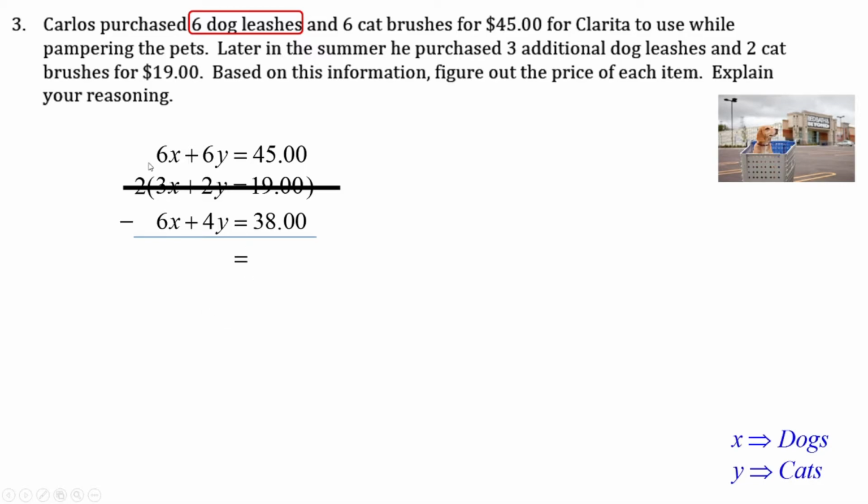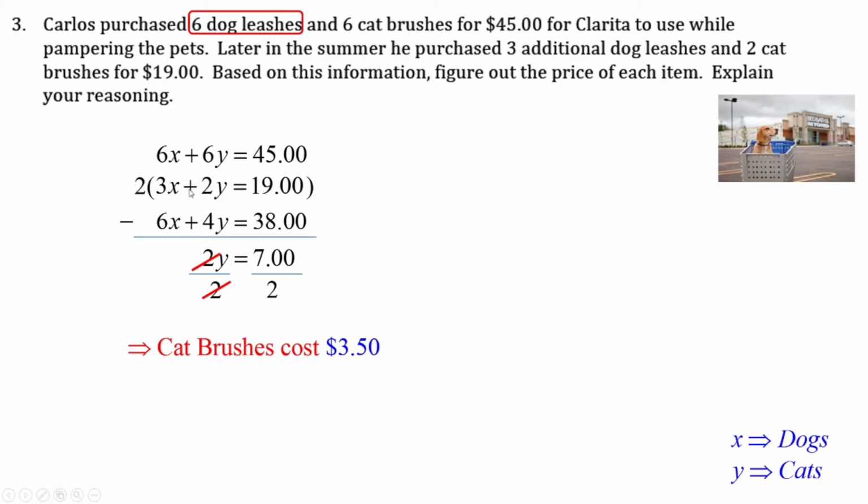So 6x minus 6x cancels, and then I have 6y minus the positive 4y, that's a 2y, and the $45 minus the $38, and that would be $7. So if 2 times y is $7, wouldn't y have to be $3.50? Divide both sides by 2, and cat brushes cost, the 2's cancel right there, and y is $7 divided by 2, or $3.50. Now, dog leashes.